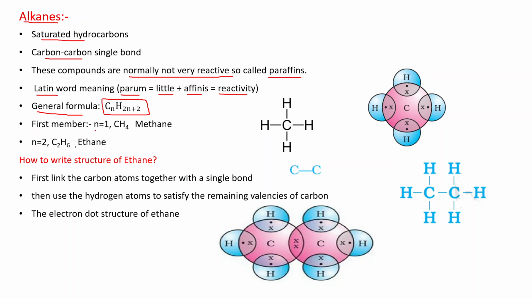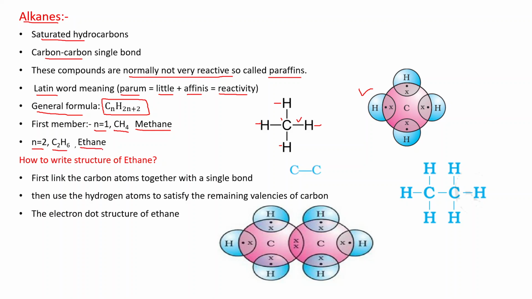If we put n equal to 1, then we will get the molecular formula of its first member, that is CH4, and its name is methane. If we write its structural formula, then this is carbon, and as we know the valency of carbon is 4, that's why 4 hydrogen atoms are attached with single bonds. And this is the electron dot structure of methane. Clear?